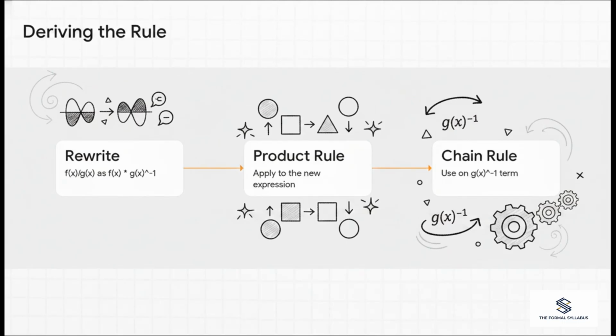We are going to derive the quotient rule using the product of a function and its inverse. Instead of dividing f of x by g of x, just rewrite it. Write it out as f of x times g of x to the power of -1. Now just apply the product rule to this new expression. Take the derivative of the first times the second plus the first times the derivative of the second, using a little chain rule for that negative exponent. Boom, you just turned a nasty division problem into a totally manageable multiplication problem.